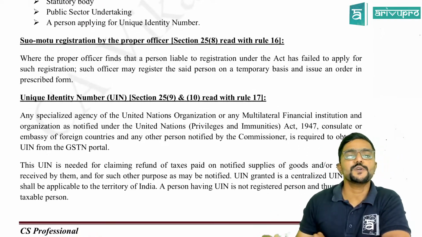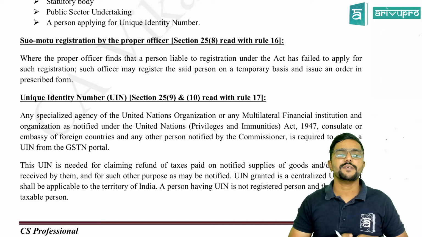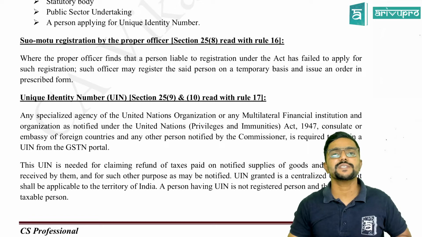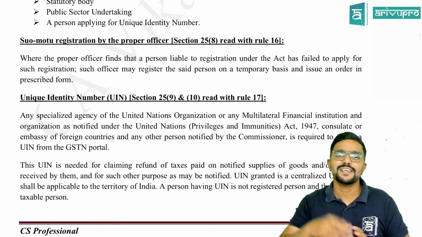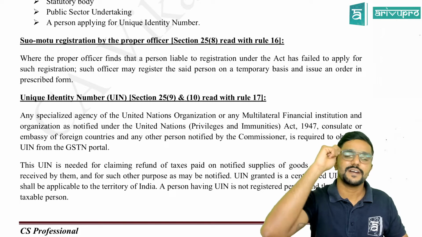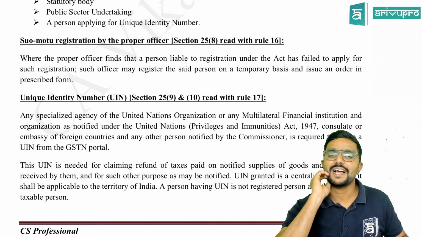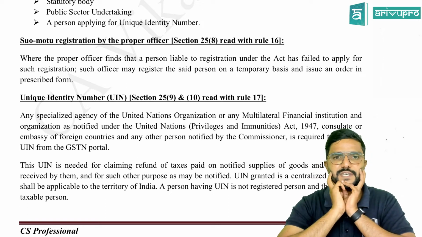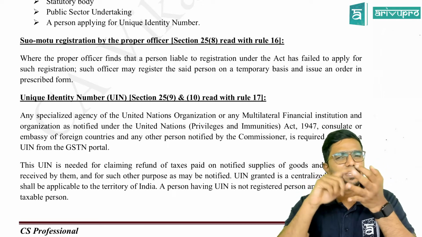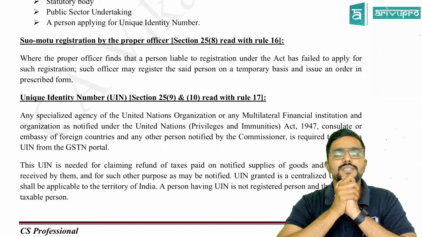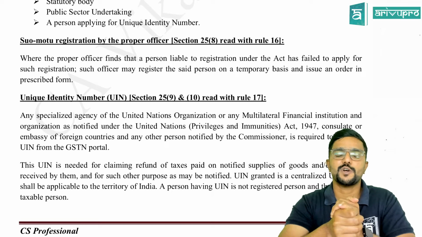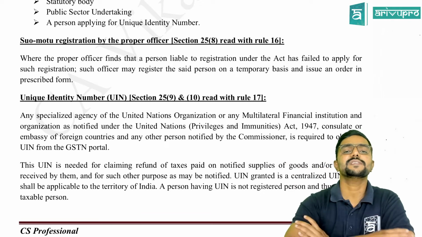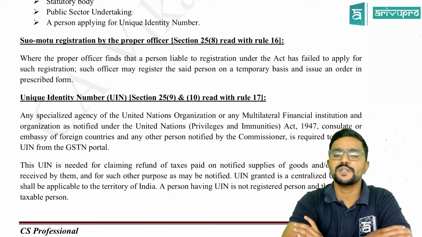Next, suo motu registration by the proper officer as per section 25(8). Now, the proper officer gets to know that a person who is supposed to get registered has not got registered. In that case, the proper officer can grant the registration for him directly. I repeat, the proper officer got to know, because of any inquiry, search or anything, that there is a person who was supposed to get registered under GST but has not. So in that case, he can register that person on a temporary basis under GST. He will grant a temporary registration for you.